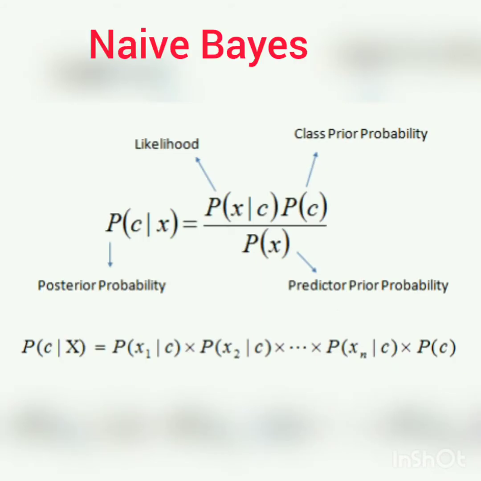So the next one is naive Bayes. It is a classification technique based on Bayes' theorem with an assumption of independence between predictors. In simple terms, a naive Bayes classifier assumes that the presence of a particular feature in a class is unrelated to the presence of any other feature.